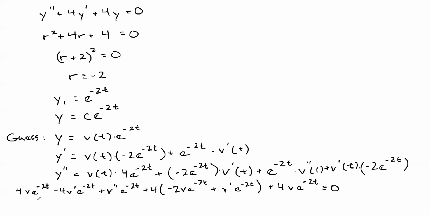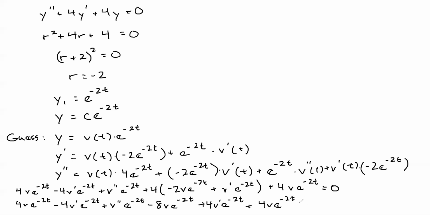All right, so we need to do some simplifying here. So we've got 4v e to the negative 2t minus 4v prime e to the negative 2t plus v double prime e to the negative 2t minus 8v e to the negative 2t plus 4v prime e to the negative 2t plus 4v e to the negative 2t equals 0. And let's see what happens here. So we've got, here's a 4v e to the negative 2t and another 4v e to the negative 2t. Combine those, you get 8. That will cancel with this negative 8.